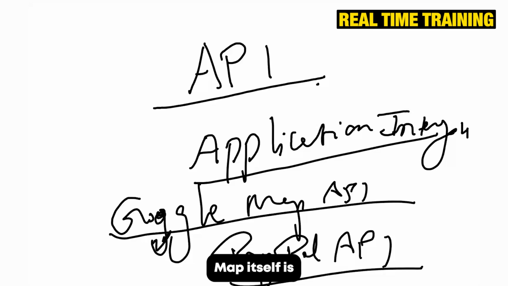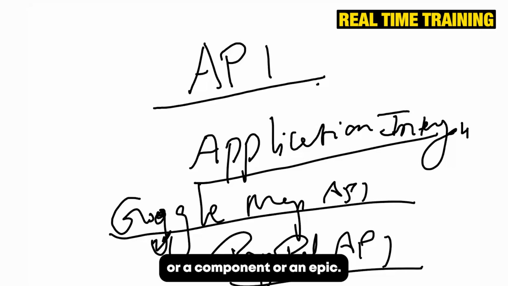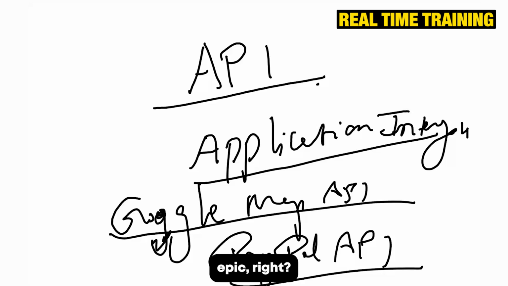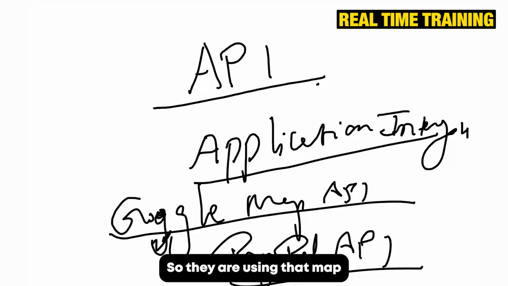That Google map itself, they don't own it. They are borrowing it from another organization or another application. They are borrowing it from Google. So they are using a feature or a functionality or a component or an epic. I would call it an epic, because it's a big map and it has a lot of business logic behind it. So they are using that map from another application, which is housed in another organization. That is where API comes in.